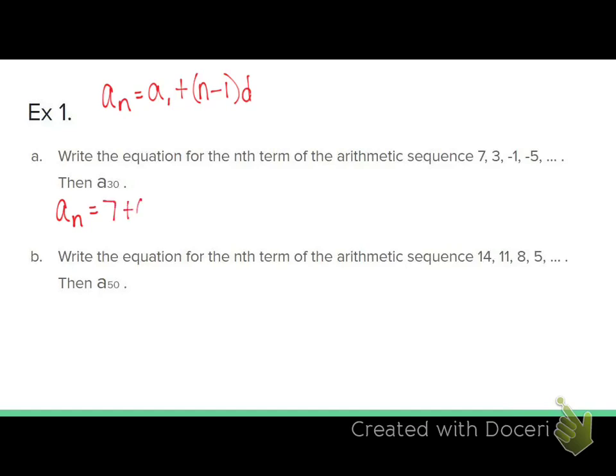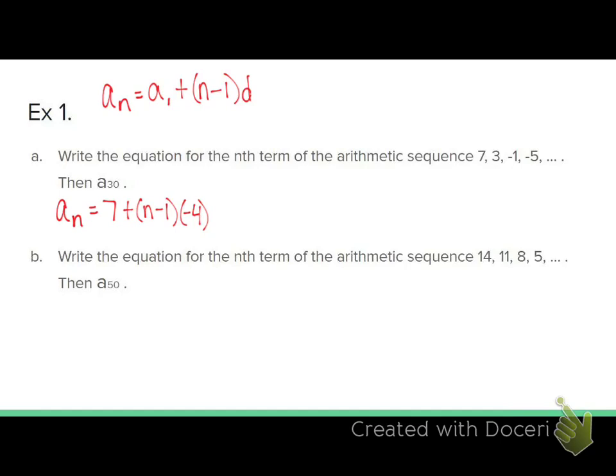7 plus n minus 1. We don't know yet what position we're talking about, so we'll leave it as n minus 1. Then on the end, we're multiplying by d, or the difference. So what is the common difference for this sequence? -4. Good. We're subtracting 4 every time. Now, I'm going to put that -4 in parentheses so that I remember that it's getting multiplied, not just subtracted.